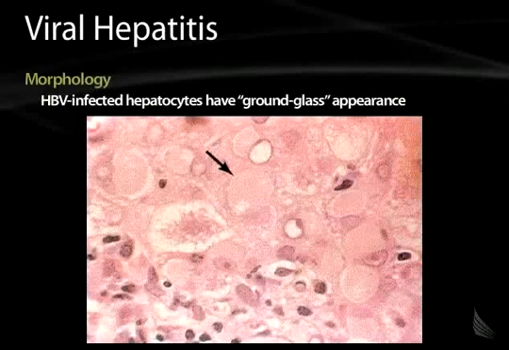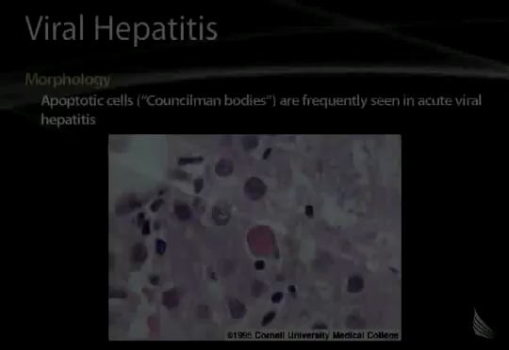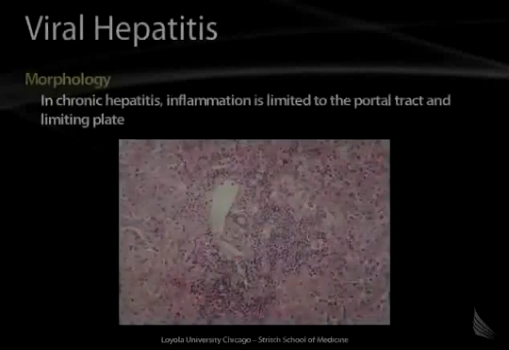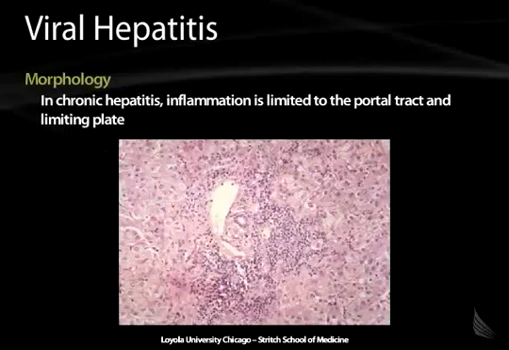Here you see a pathologic slide showing hepatitis B infected hepatocytes. Notice the ground glass appearance in the slide. Here you can also see a Councilman body, which is also seen in acute viral hepatitis. These are non-specific findings, but can be seen in acute hepatitis. In chronic hepatitis, inflammation is usually limited to the portal tract and the limiting plate.